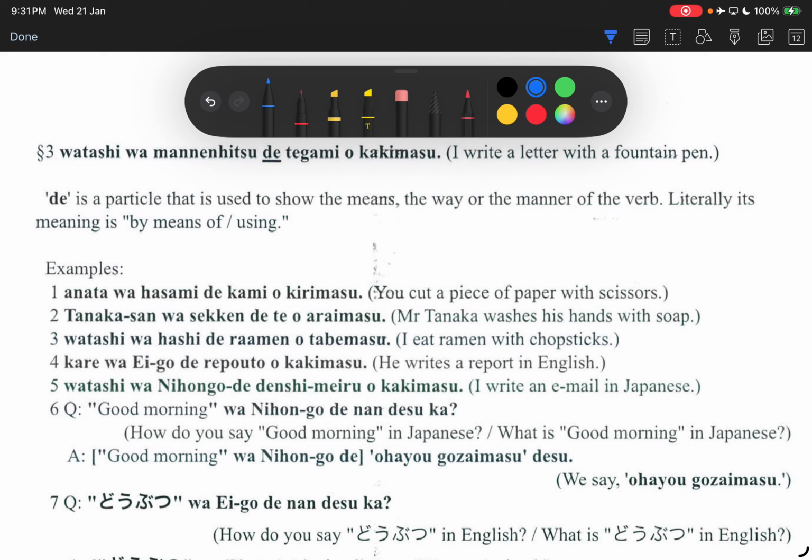So number 3, the first sentence: 私は万年筆で. Manehitsu just means fountain pen. Or we can change the word to pen de. 私はペンで手紙を書きます。書きます is write. Write what? Write letter, 手紙. How do we write? Pen de, so by pen. Manehitsu, I just replace the word with pen, easier to say also. So by pen, or using a pen. By pen, I write a letter.